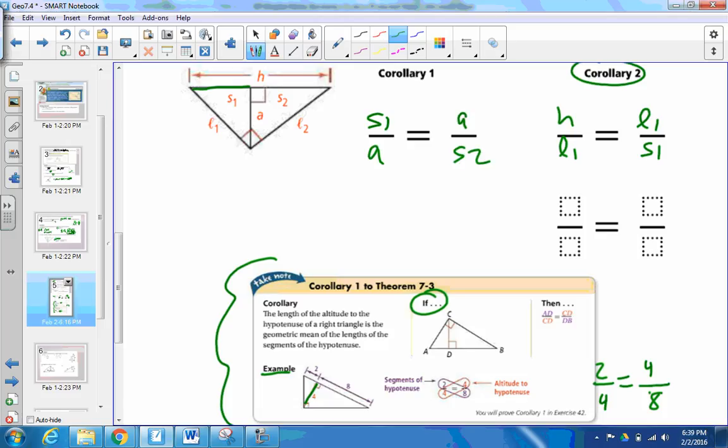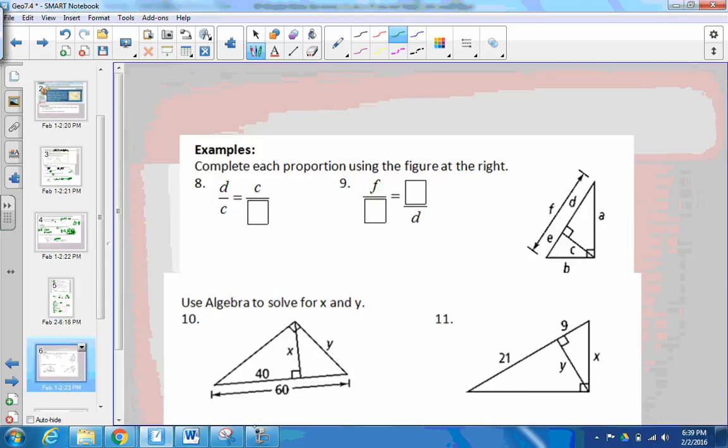All right. Let's apply that a little bit now. So we look at number 8, and we're going to finish this up pretty quick. We have D is to C, so we're looking at the smaller one is to the altitude, as the altitude is to E, we said. That's straight from that corollary. So this would be the one part of the hypotenuse goes to the altitude as the altitude goes to the other part of the hypotenuse. Number 9, and again, number 9 we're going to be dealing with the other one, I think.